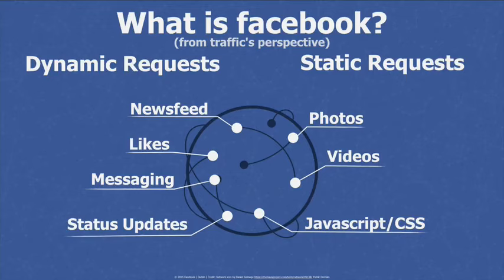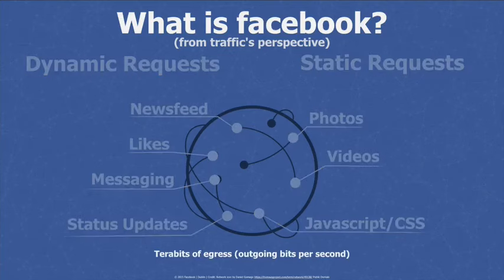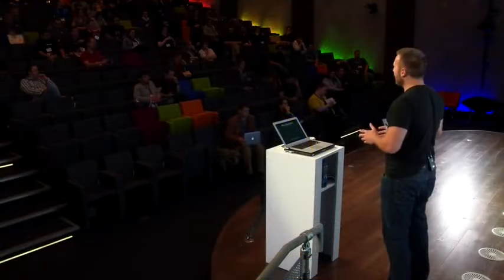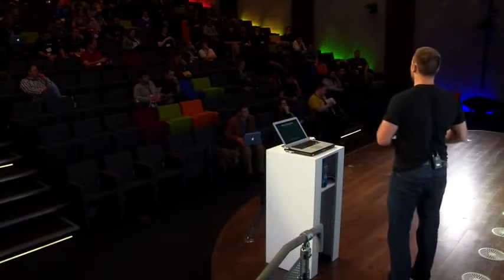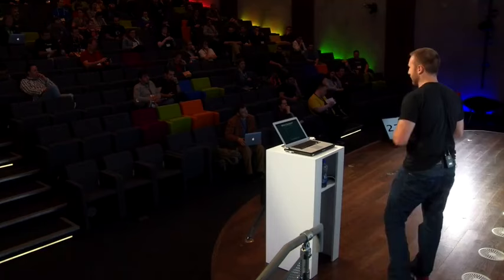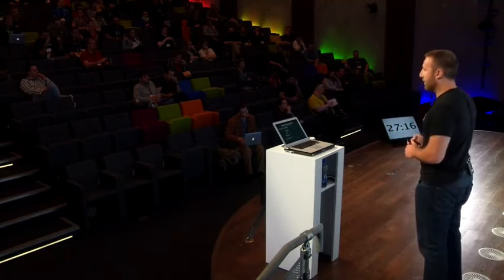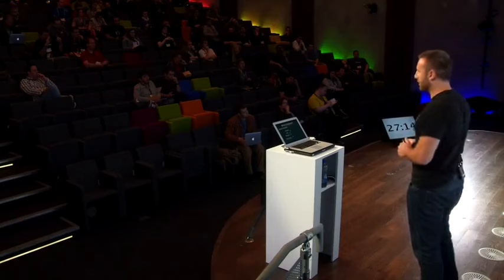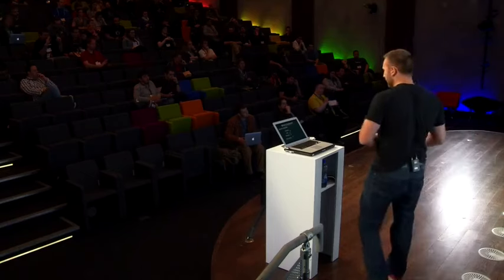And then we have static requests. These are all the CDN, content delivery network, requests we do: photos, videos, all the content that doesn't change each time you request it. With all of this combined, we do terabits of egress to the internet per second at any time during the day. Today, just because of the time constraints, we're only going to focus on dynamic requests.